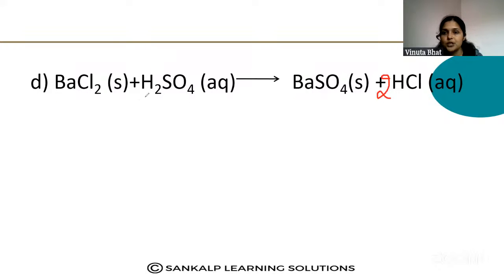Chlorine is balanced. Check the hydrogen here: 2 hydrogen, here also 2 hydrogen. Sulfate is the same, and oxygen is also the same. So now it is balanced.